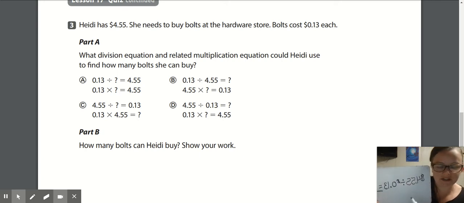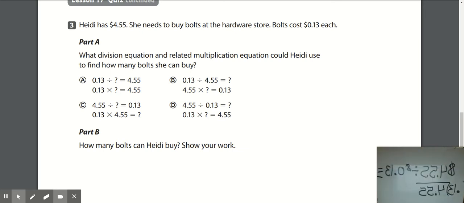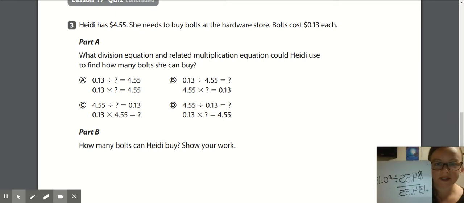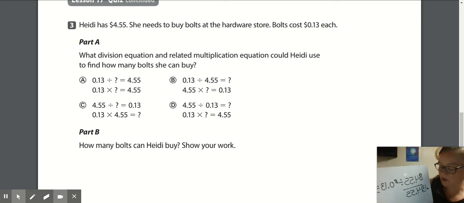Now in this problem, it's not really asking you to solve it, but for our practice, we're going to solve it, and then link it to what it looks like as multiplication and put it all together at the end. All right, so $4.55 goes here, divided by 13 cents. Okay, let's practice the division. Do you remember what step one is? Making our divisor a whole number. Move the decimal two places: 13 wholes, and 455 wholes.